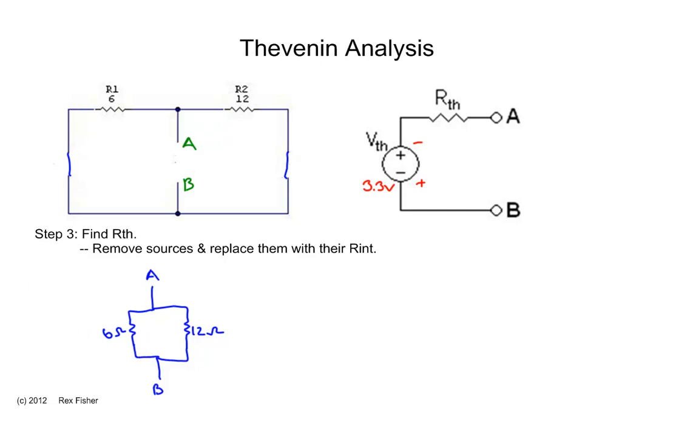Well, that's obviously a parallel resistor. So the equivalent resistance there will be 1 over 6 plus 1 over 12, all inverted, and that equals 4 ohms. So our Thevenin resistance is 4 ohms.